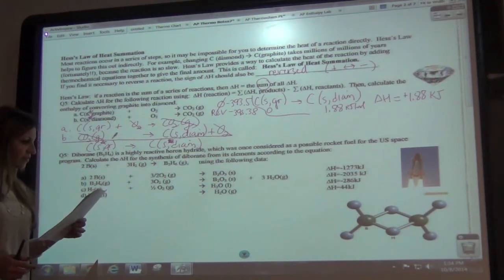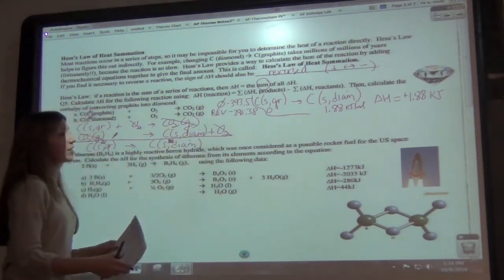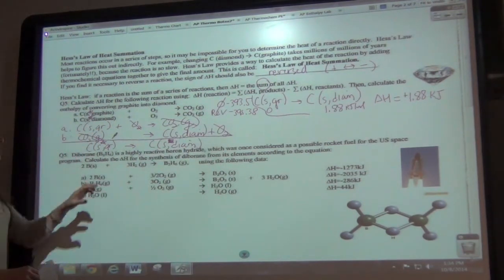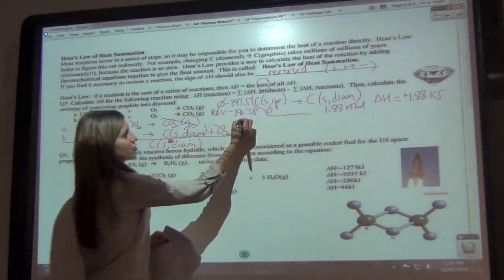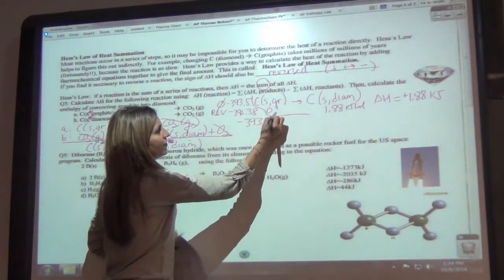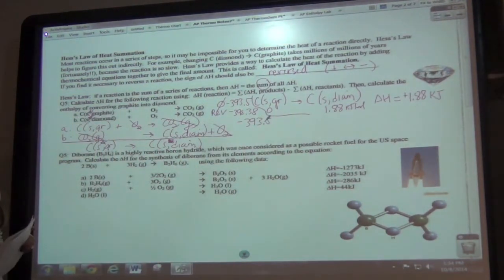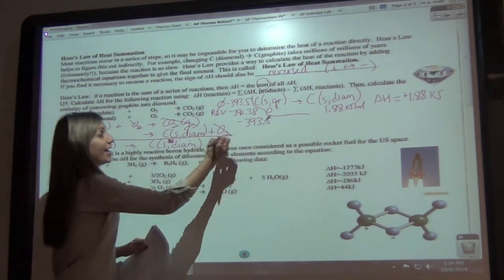Did I just switch one of these? That's negative. They're both negative. Okay, good. All right. So now, if we do this part, did I change anything in my top line? No. So that's just negative 393.5. And in my second line, we said we were going to reverse it. So what would you do there? Positive.